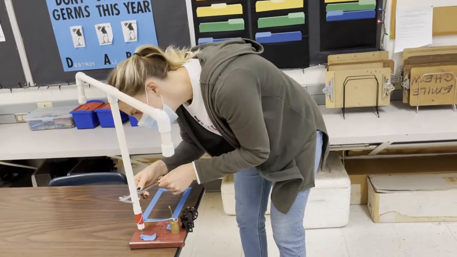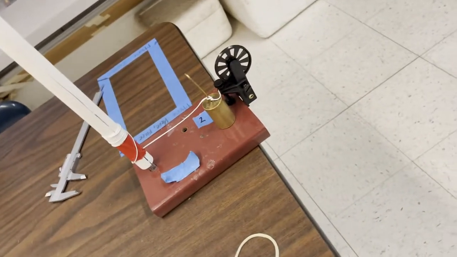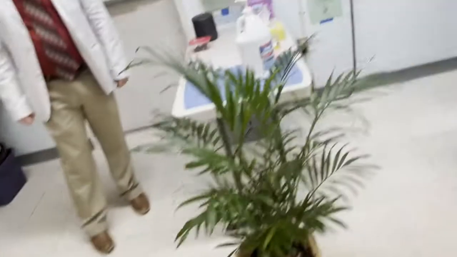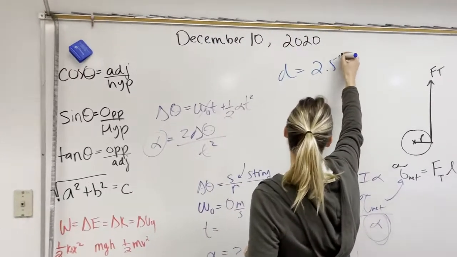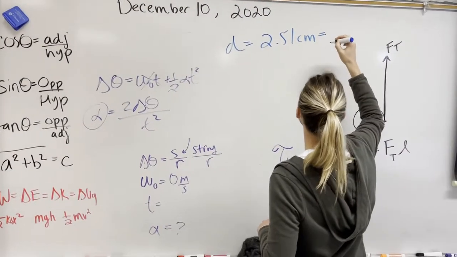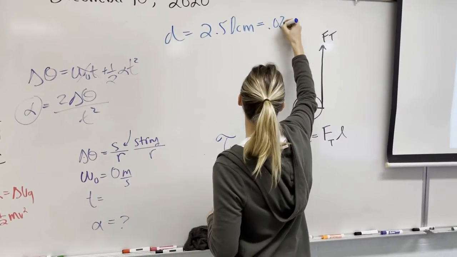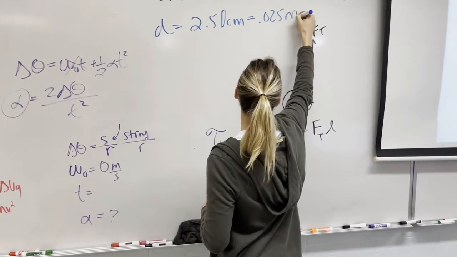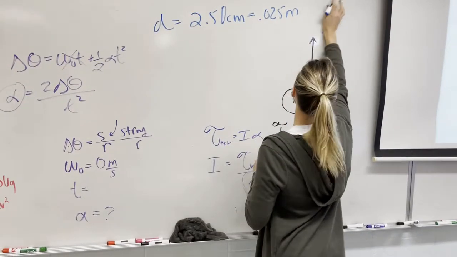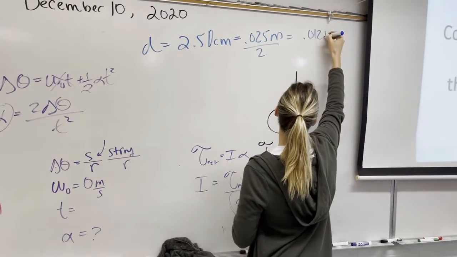And that's S equals R theta. S is the string, and R is the radius of the pipe. She just measured the diameter, and the diameter of the pipe is 2.51 centimeters. Let's just call it 2.50. So the radius is half of that, and the radius is 0.0125 meters.